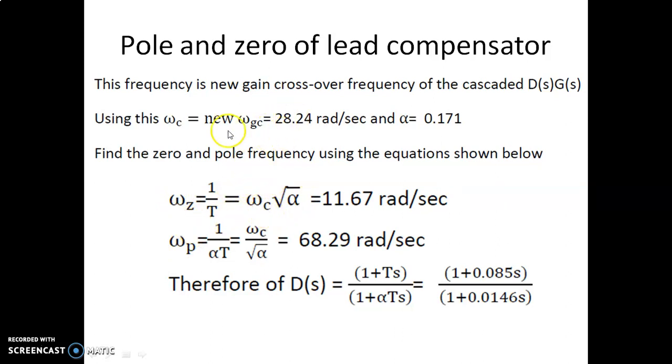Omega c is nothing but the frequency which corresponds to the new omega GC, that is, after compensation, and alpha is the one which we obtained for an individual stage giving 45 degrees. This gives the zero and pole positions as shown here. This is the overall transfer function of that phase lead network.